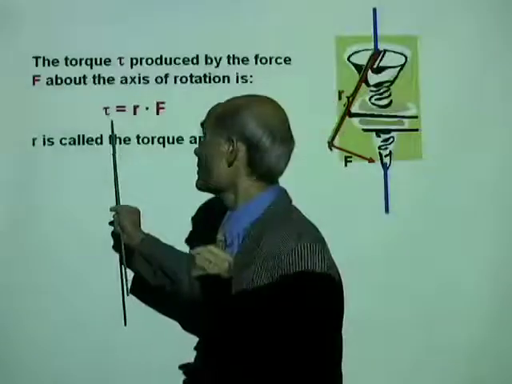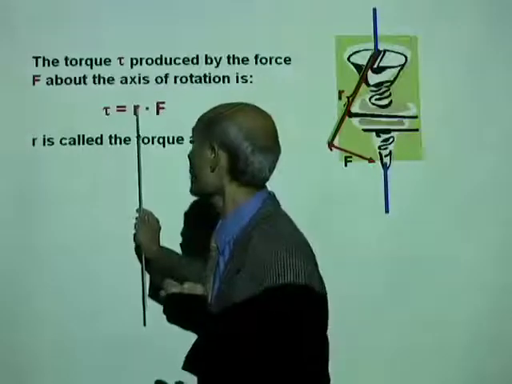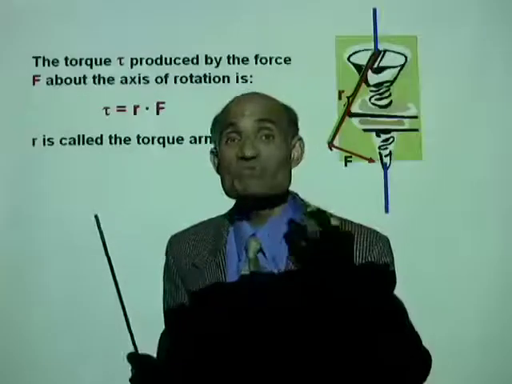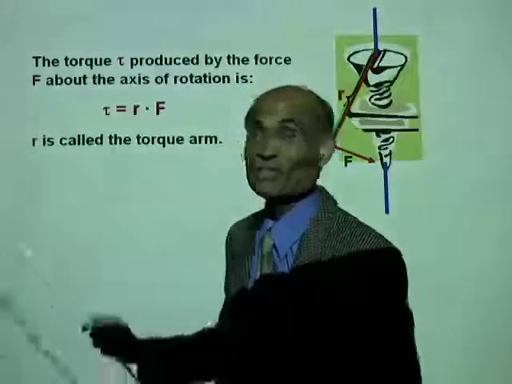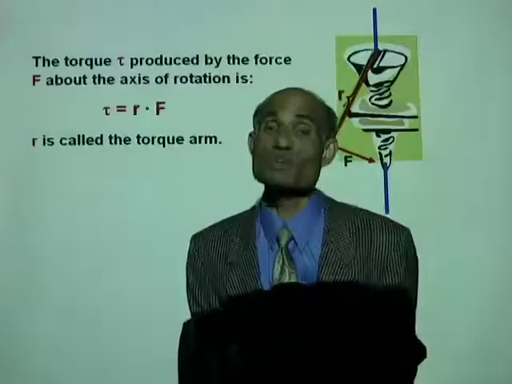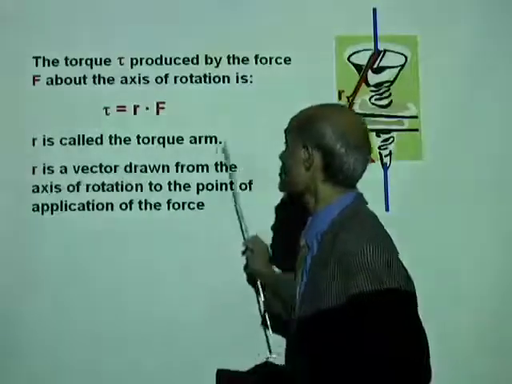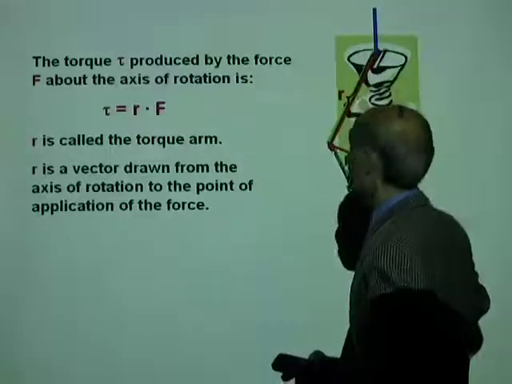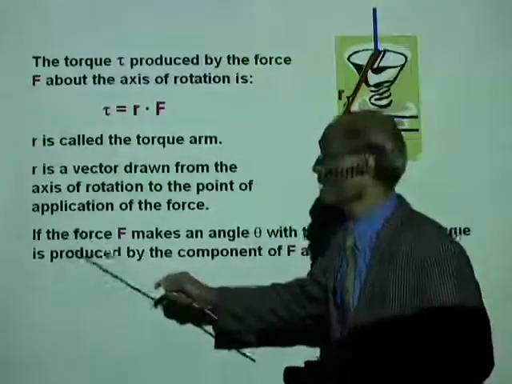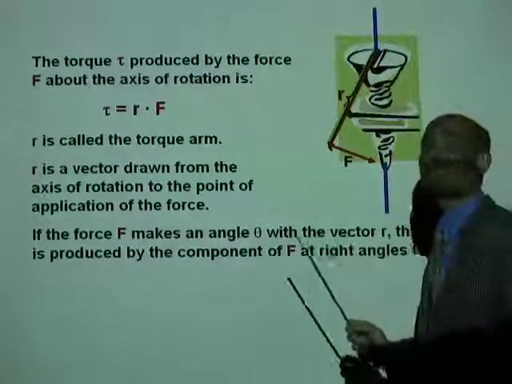But the torque of a force is a vector. So the vector r multiplied by vector F is the torque, which is a vector. So this is called the vector product of two vectors, or sometimes called the cross product. Now, r is a vector drawn from the axis of rotation, and F is also a vector. What happens if the force F makes an angle theta with the vector r?